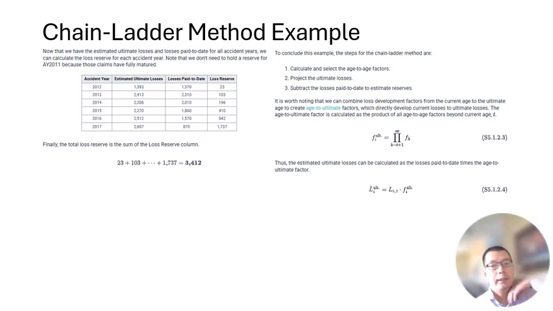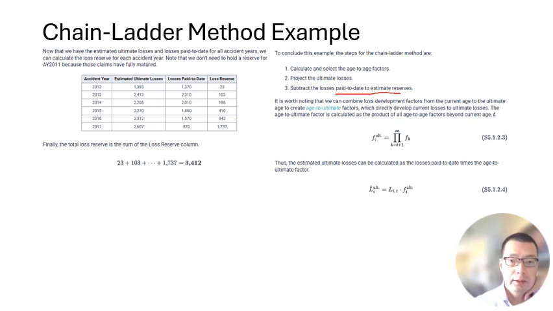So on the right side is just a summary of this method in general. You have to calculate and select the age-to-age factor, then project the ultimate losses, and subtract the loss paid to date to estimate the reserve. It's worth noting that we can combine loss development factors from the current age to the ultimate age to create age-to-ultimate factors, which directly develop current losses to ultimate losses. The age-to-ultimate factor is calculated as the product of all age-to-age factors beyond the current age.